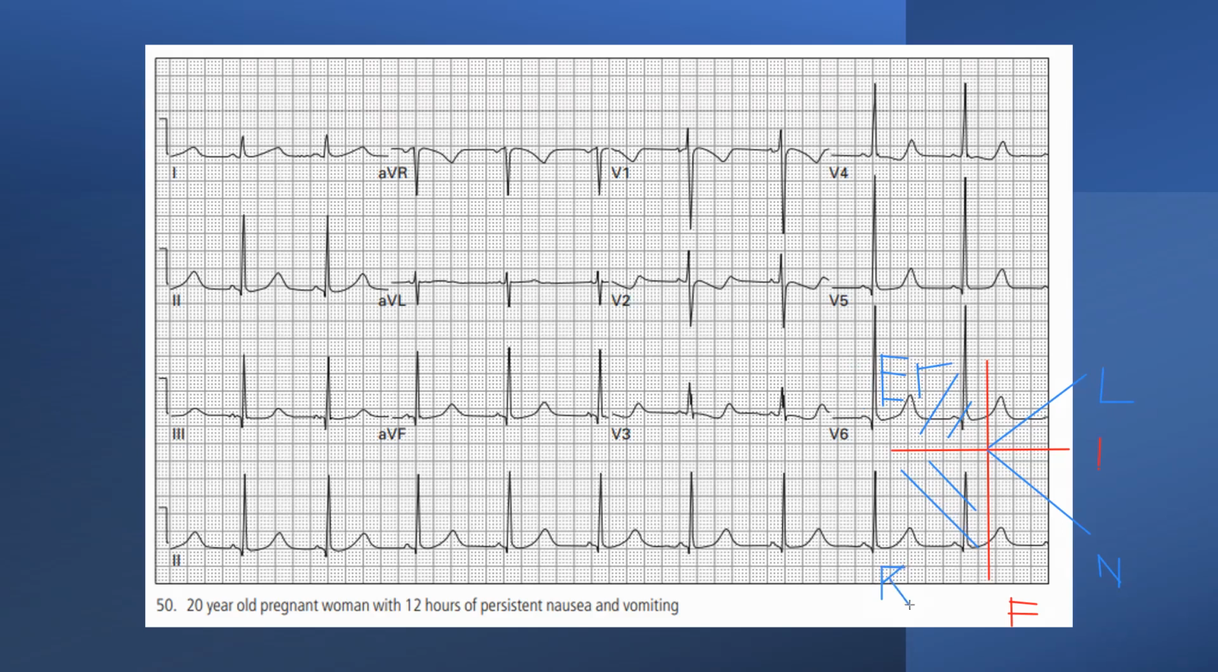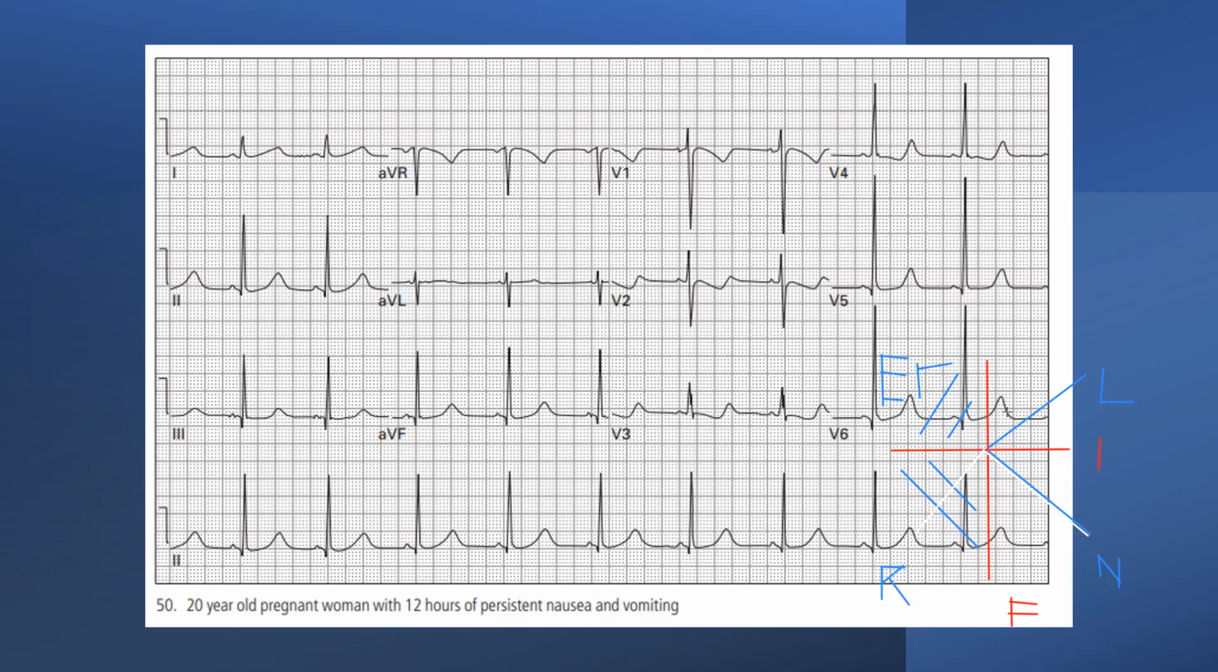Okay, so those are our axes that we can get, right? Because lead 1 is pointing upwards, we know it's either left or normal. So we go to lead AVF, and you see lead AVF is also pointing upwards. So that means the electricity is moving towards it. If anybody is a bit confused about this, just remember that we've got the videos on how we work this out.